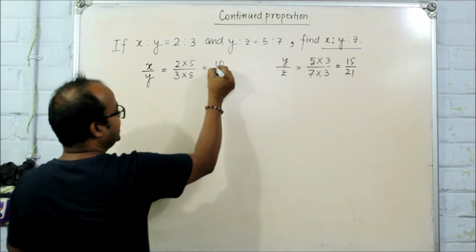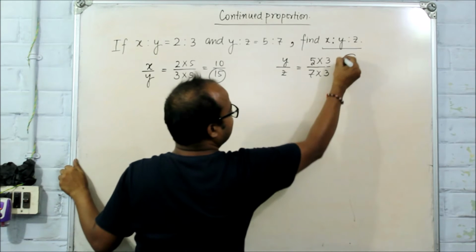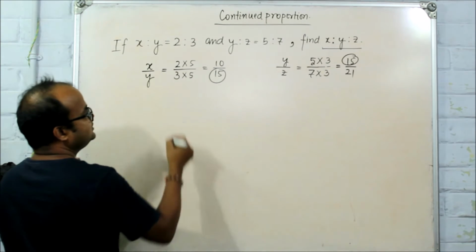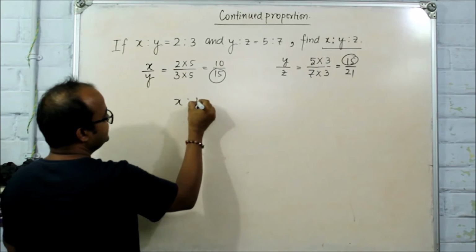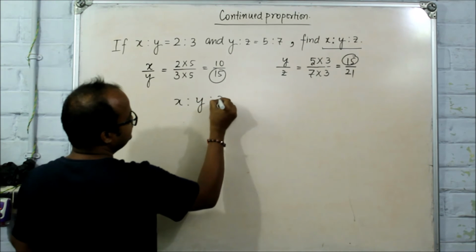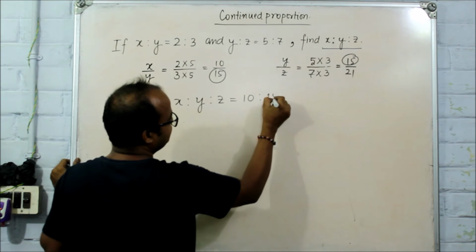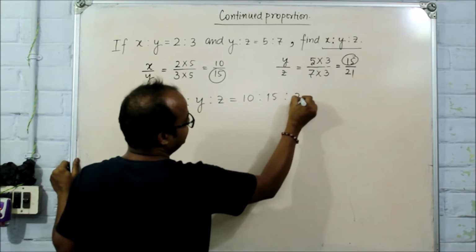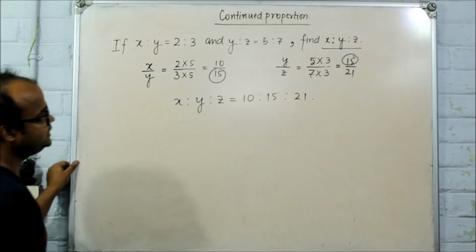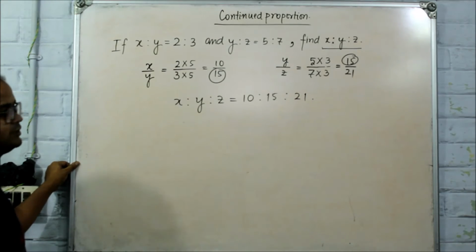Once y are equal, that is equal to 15, then we can say that x is to y is to z is equal to 10, y same, so we write 15 is to 21. 10 is to 15 is to 21.